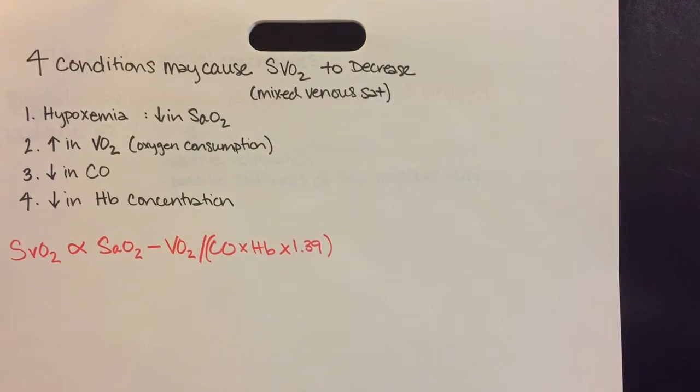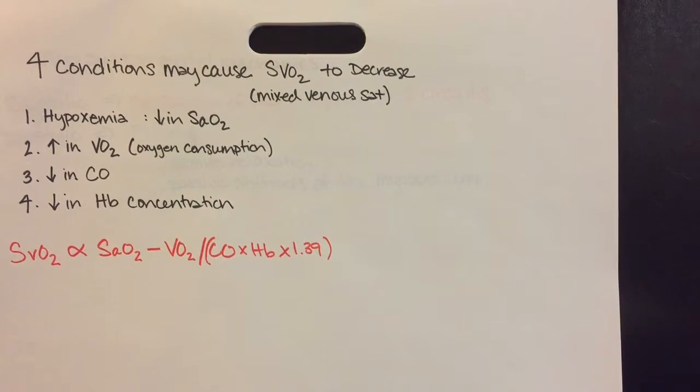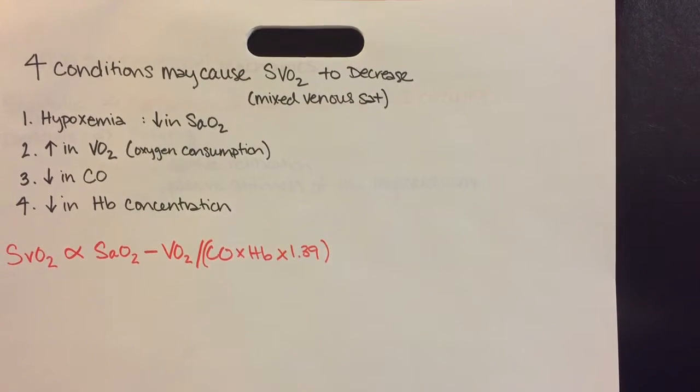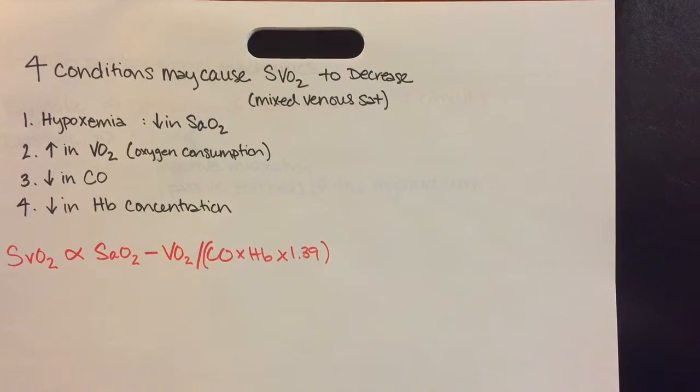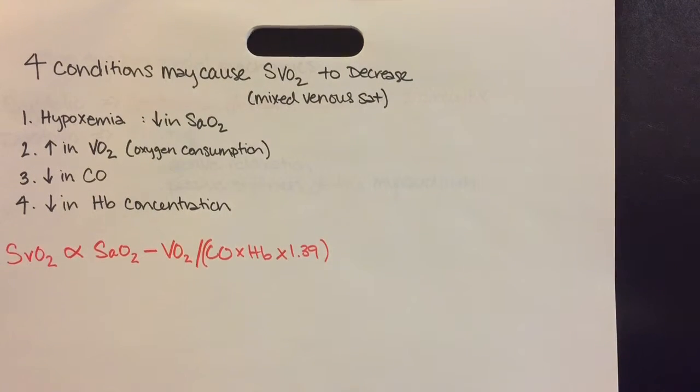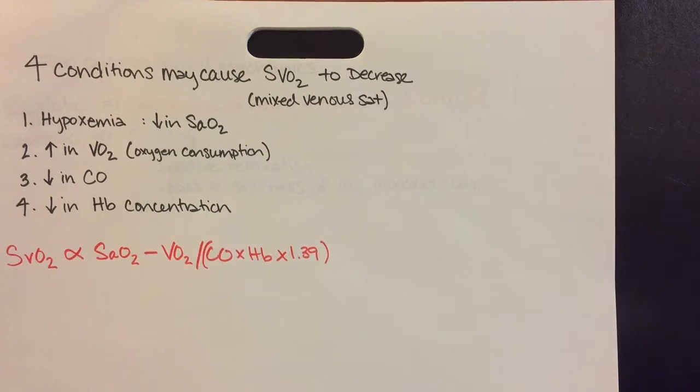When thinking about SVO2, or your mixed venous sats, there are four conditions that typically can cause this to decrease. Number one is hypoxemia, which is a decrease in your oxygen saturation. Number two is an increase in VO2, or your oxygen consumption. Number three is a decrease in cardiac output. And number four is a decrease in your hemoglobin concentration.